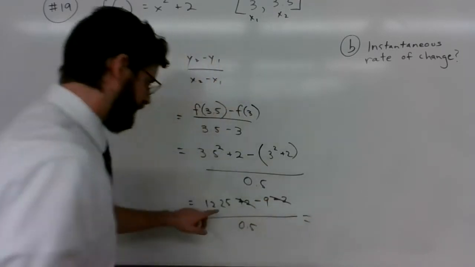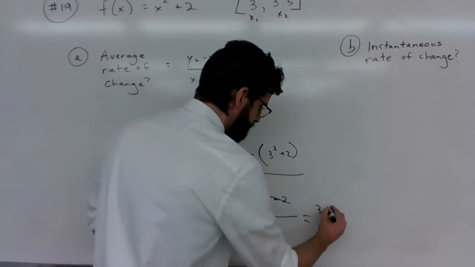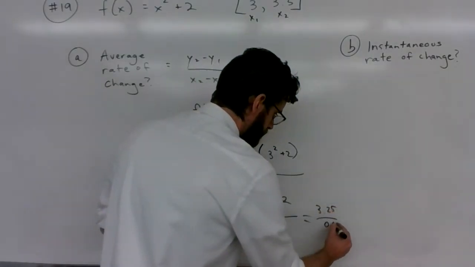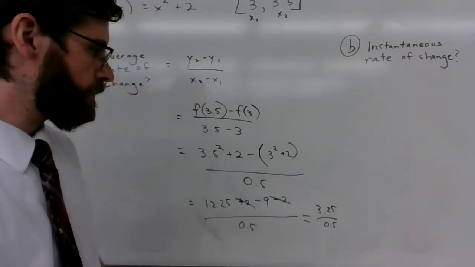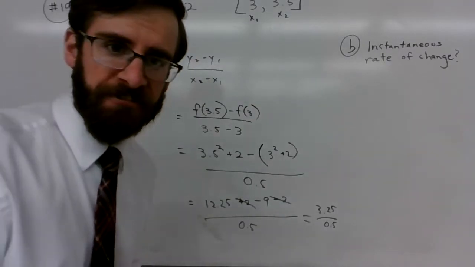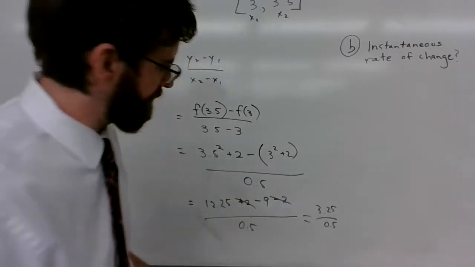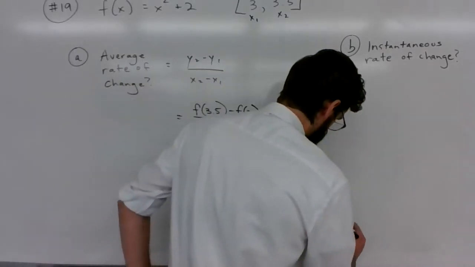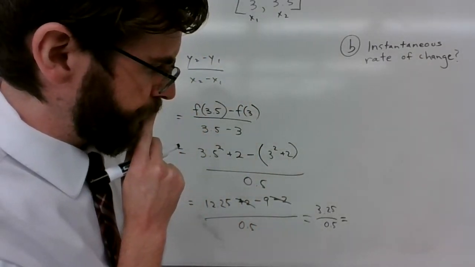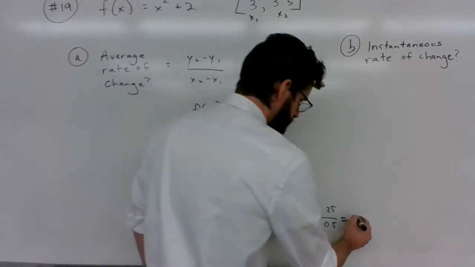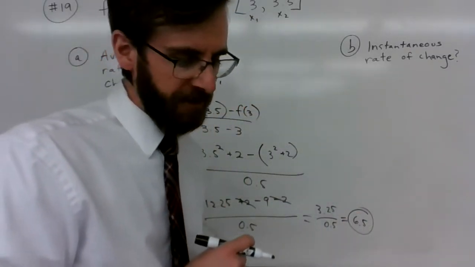So the 2's cancel. You're left with 3.25 on top and 0.5 on the bottom. Dividing by 0.5 is the same thing as doubling something. This is going to end up being 6.5. Yeah, it's 6.5. So the average rate of change is 6.5.